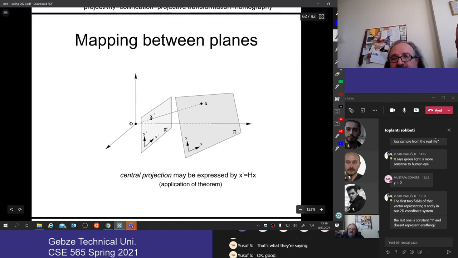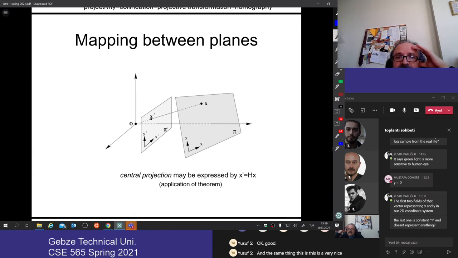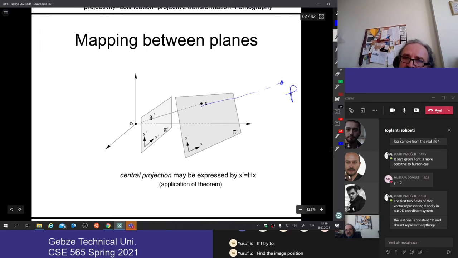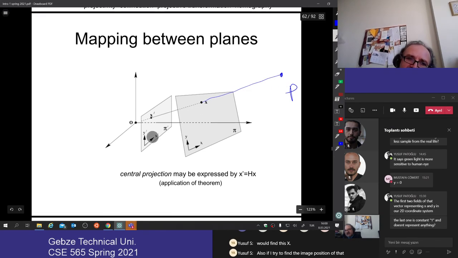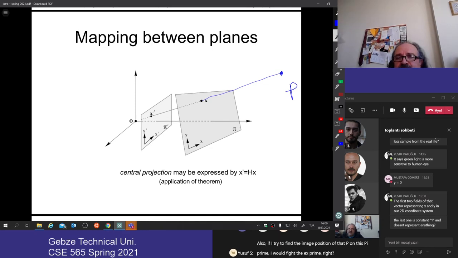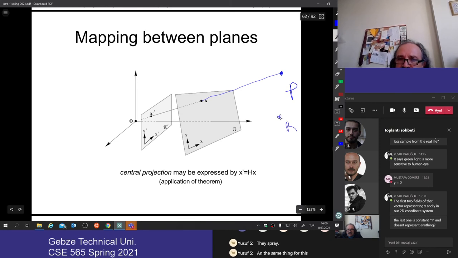Okay, good. And the same thing. This is a very nice picture, actually. Let's say I have a point P in the real world. Let's say I have 2 image planes. One is this pi, the other one is pi prime. If I try to find the image position of this P on this pi, I would find this x. Also, if I try to find the image position of that P on this pi prime, I would find the x prime, right? And the same thing for this r to this point and r here.